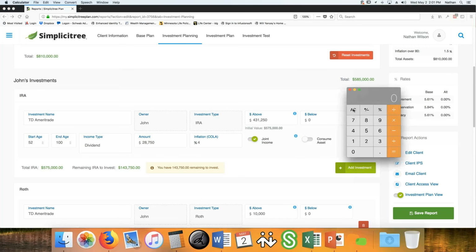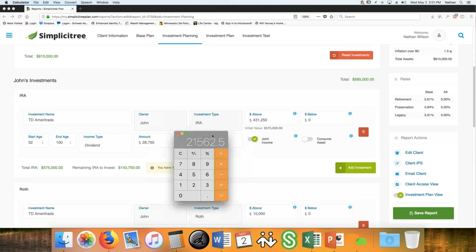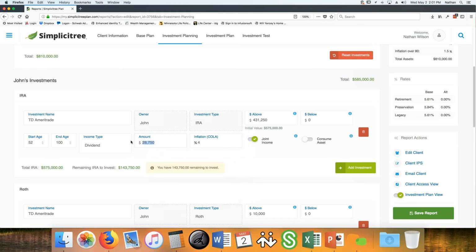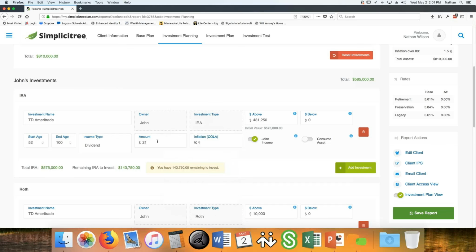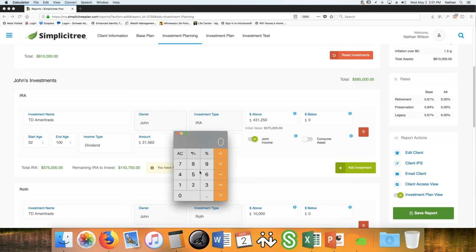So literally, you could do this calculation with me. John has an IRA of $431,250, paying a 5% dividend. That's $21,562 that could go into his dividend amount. So again, we're taking the full value of the account, $431,250. We're getting a 5% dividend, and that is worth $21,562.